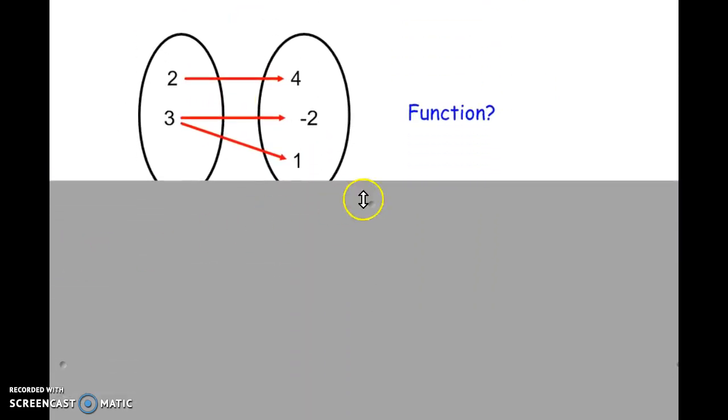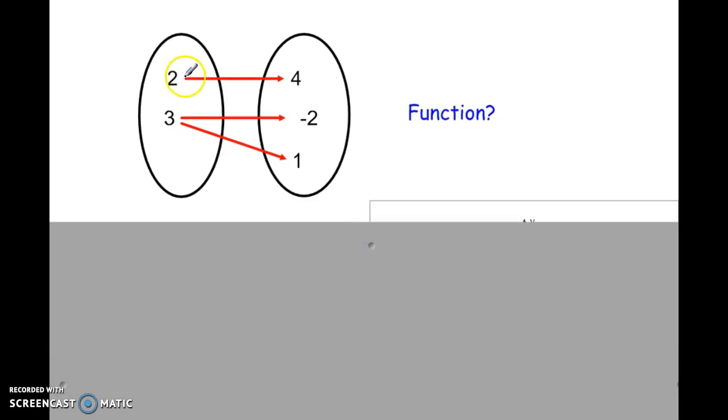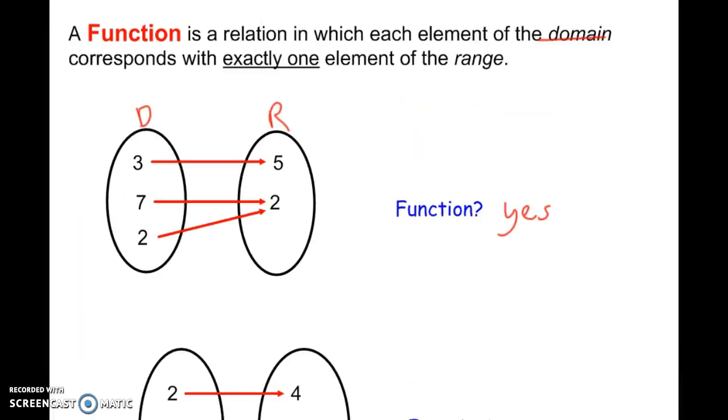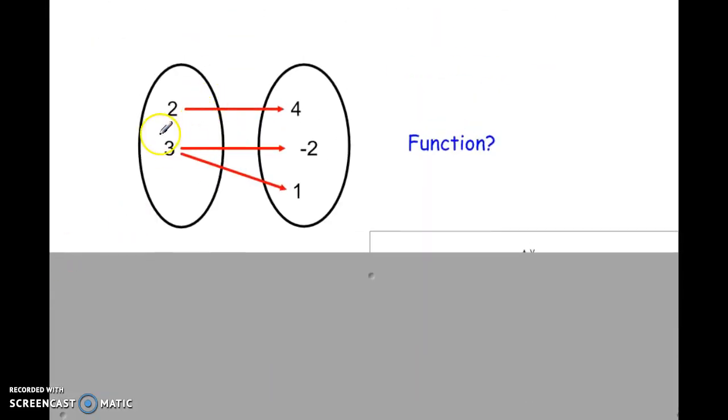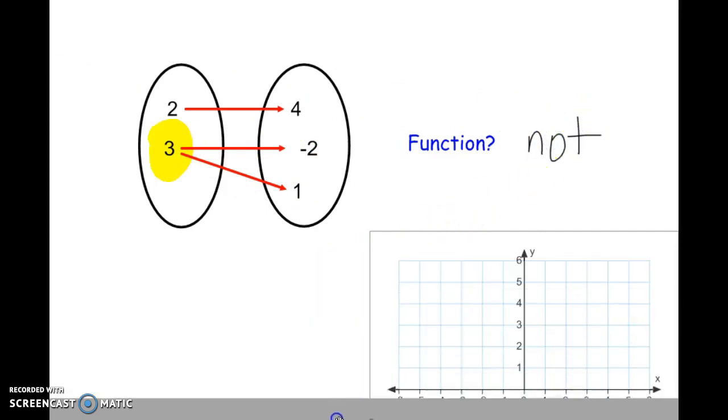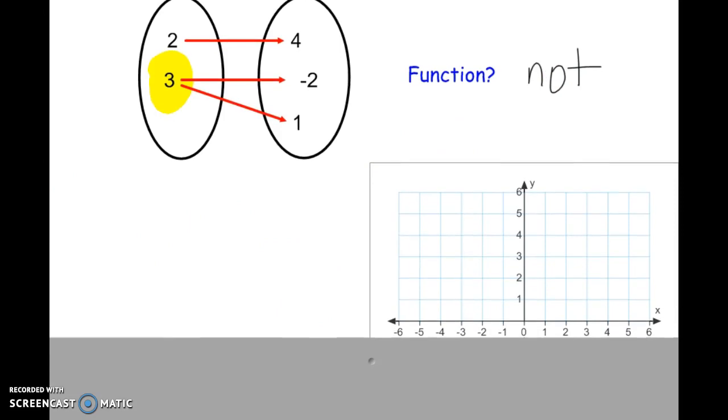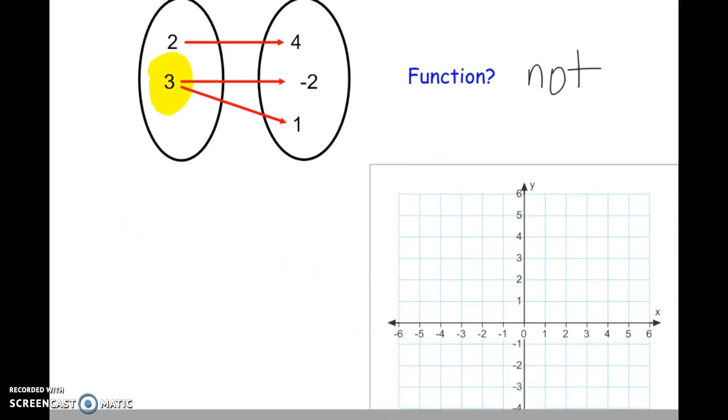Go to this one. Is this a function? Well, according to the definition, every element of the domain corresponds with exactly one element of the range. Here's the problem. This guy has two partners, right? So 3 goes to -2. 3 also maps to 1. So this is not a function. Or is it a function? And if you look at this graphically, you might see something here. You'd see that 2, -4, somewhere down here.